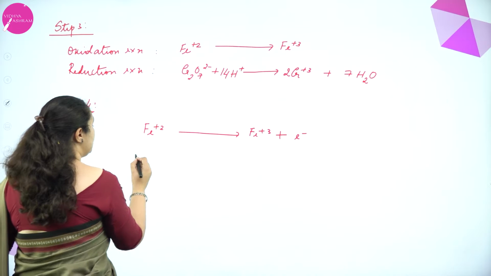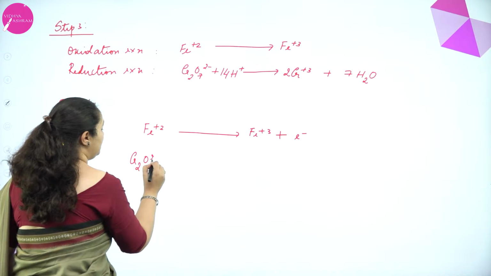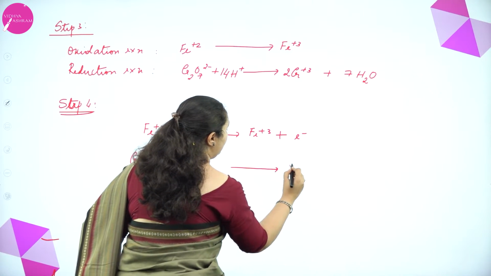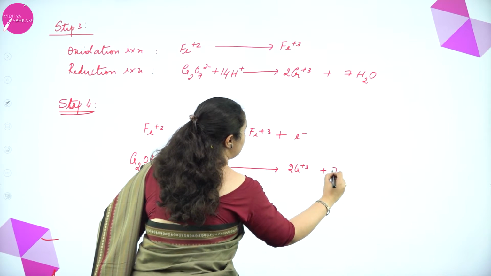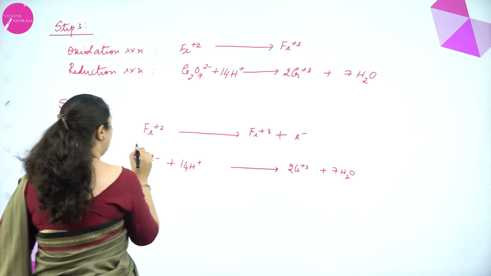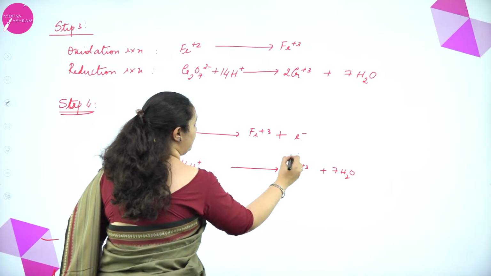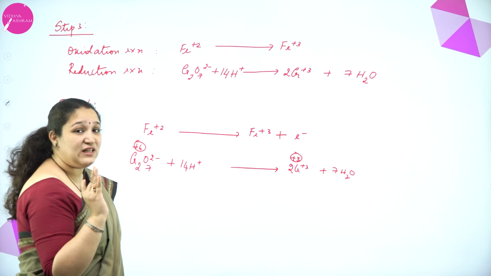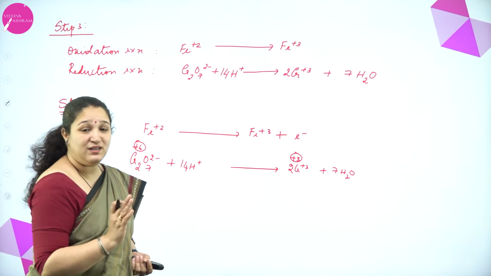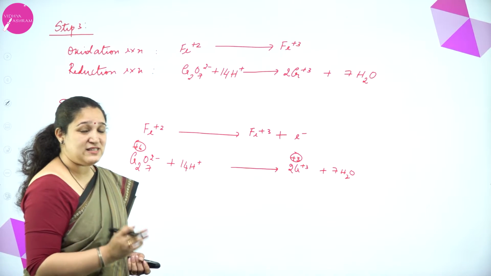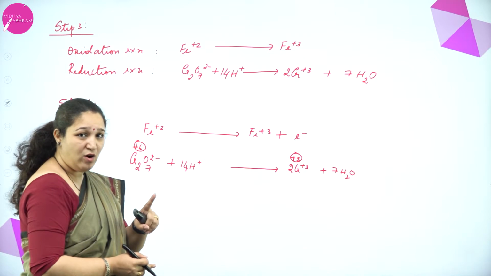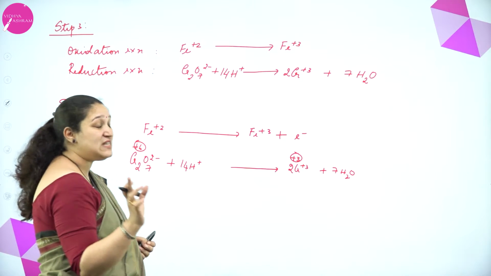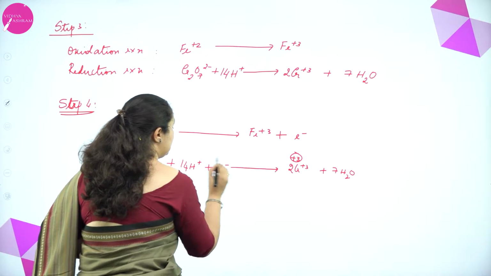Now reduction, what is happening? Cr2O7 2 minus plus 14H plus, I have written, gives 2Cr plus 3 plus 7H2O. Now here from plus 6 to plus 3 state, how many electrons is it accepting? It is accepting 3 electrons. Correct? But remember, 3 electrons is accepted by every chromium ion. We have 2 chromium ions, so it has to accept 6 electrons.